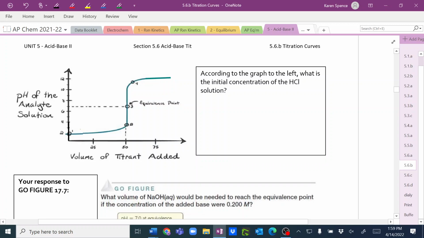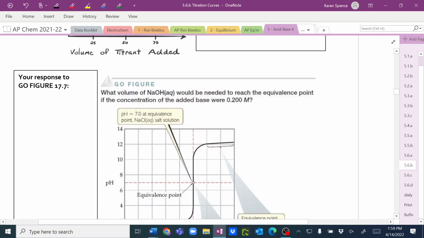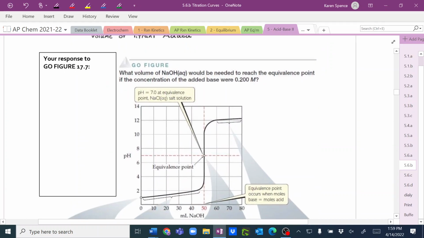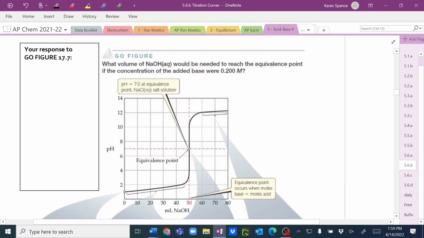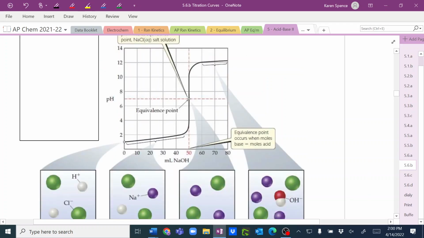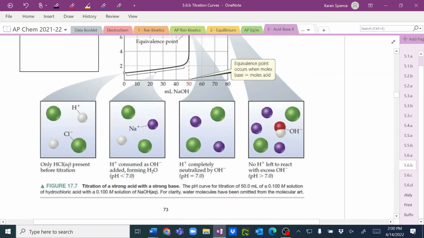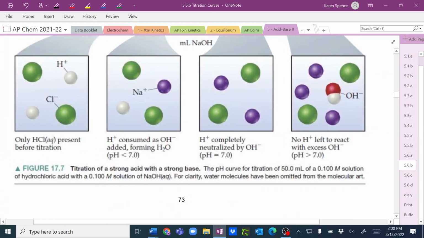Oh, look, we already did that question, so we're going to skip that. Here is a question that lets you use some data here. What volume of NaOH would be needed to reach the equivalence point if the concentration of the added base were 0.200 molar? Now let's just take a quick look here. This actually says that the diagram is 0.100 molar NaOH. So we have 50 mL of 0.1 molar HCl.